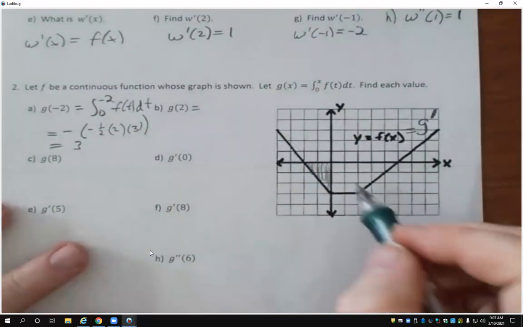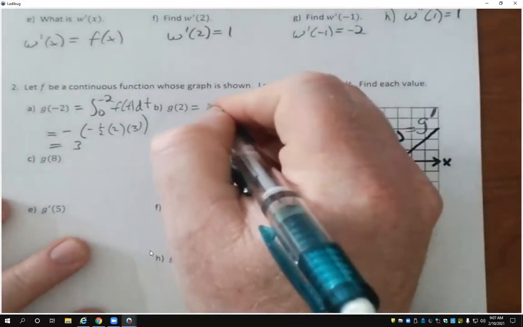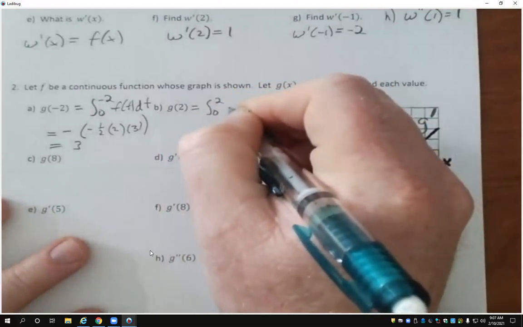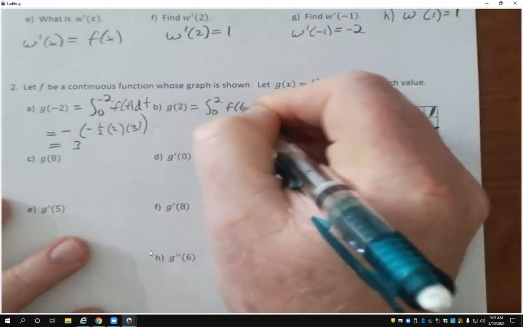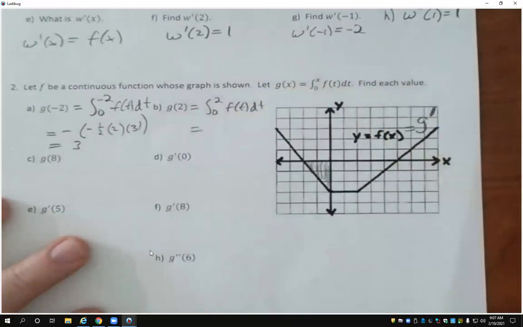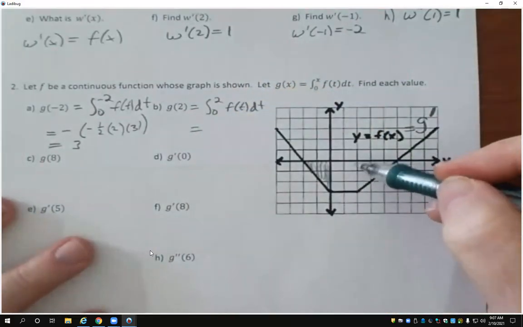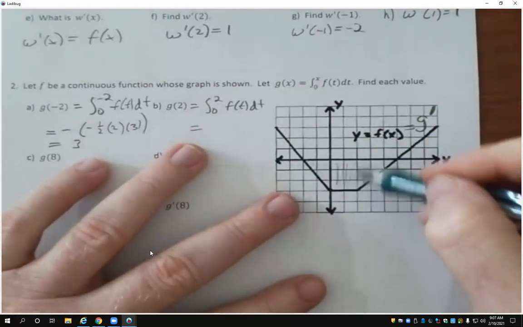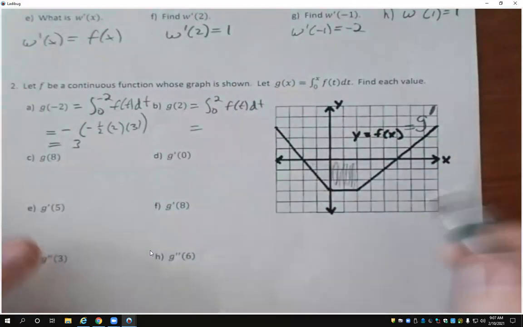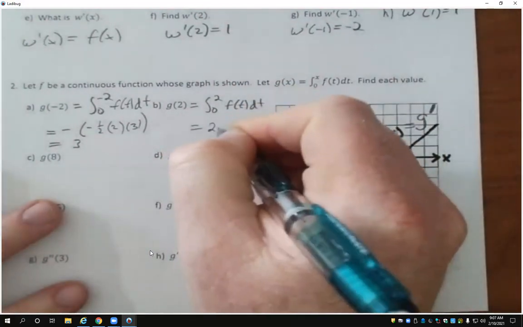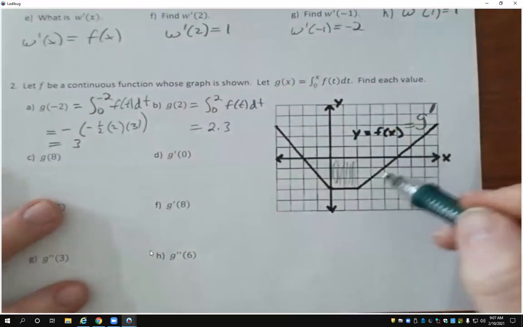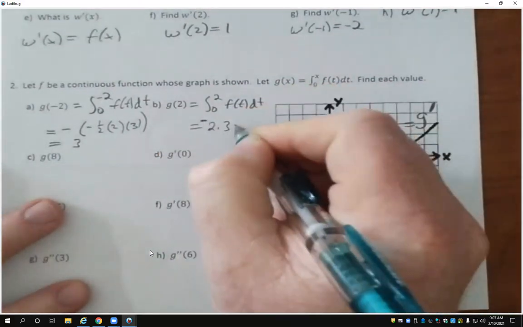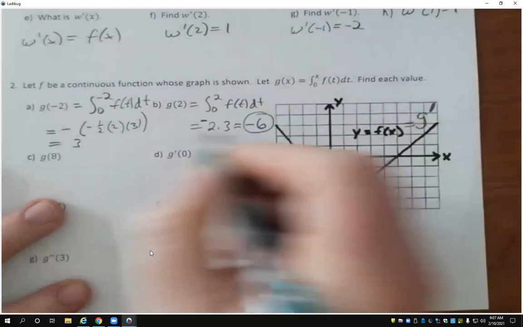B, we're doing g of 2. So we're integrating from 0 to 2 f of t dt. We're doing just this rectangle right here. The area of a rectangle is the base times the height. In this case, it's 2 times 3, but we are negative because we're below the x-axis. And so the final answer is -6.